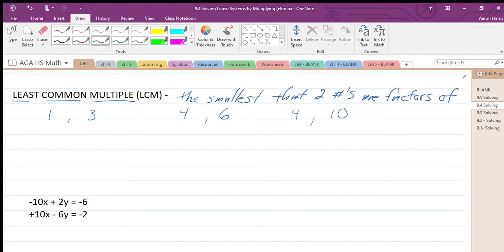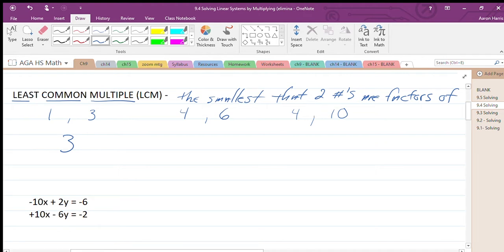So if I take, for instance, 1 and 3, what's the smallest number that 1 and 3 can both divide into? Well, 3. Simple as that. 3 divided by 1 is what? 3. 3 divided by 3 is what? 1. So it comes out even. Therefore, they're both factors of 3. Really simple.